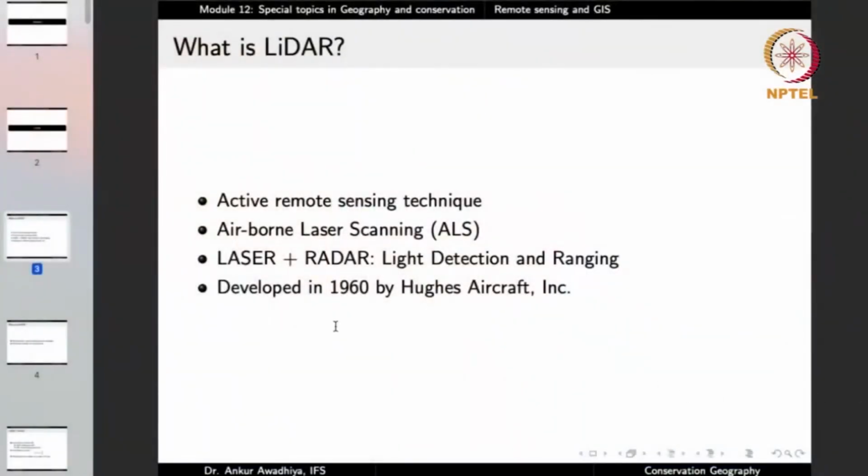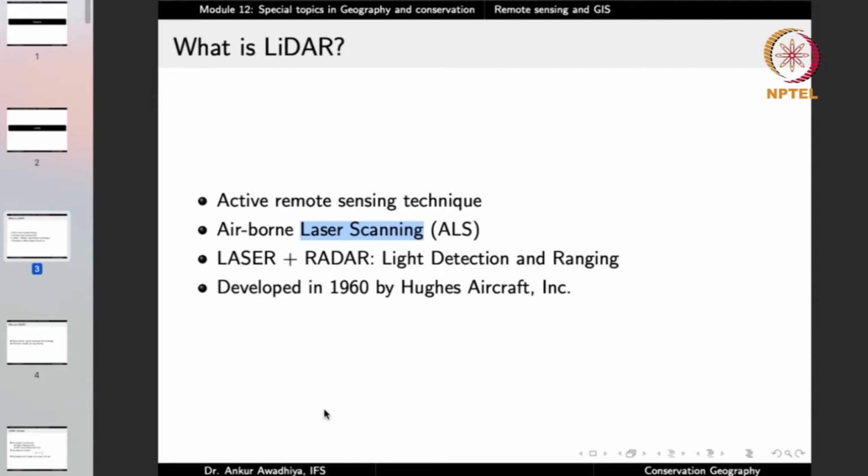Now, LIDAR is an active remote sensing technique, meaning that it is remote sensing, sensing from a distance, but utilizing energy to generate those light beams that are going to go to the object, interact with the object, and bring back data from the object. It is a method of airborne laser scanning or ALS. So it is airborne. We typically use it attached to an aircraft, and it is a method of laser scanning.